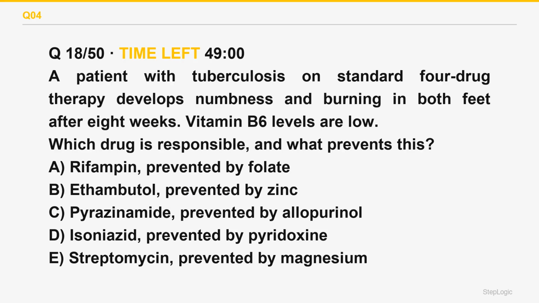Which drug is responsible and what prevents this? A patient with tuberculosis on standard 4-drug therapy develops numbness and burning in both feet after 8 weeks. Vitamin B6 levels are low. Read the command. Which drug and the prevention? Each tuberculosis drug has one signature toxicity, and one of them is routinely prevented.